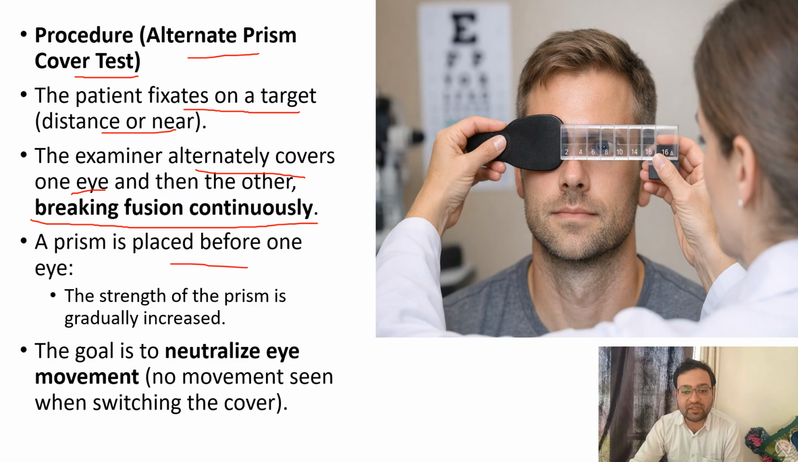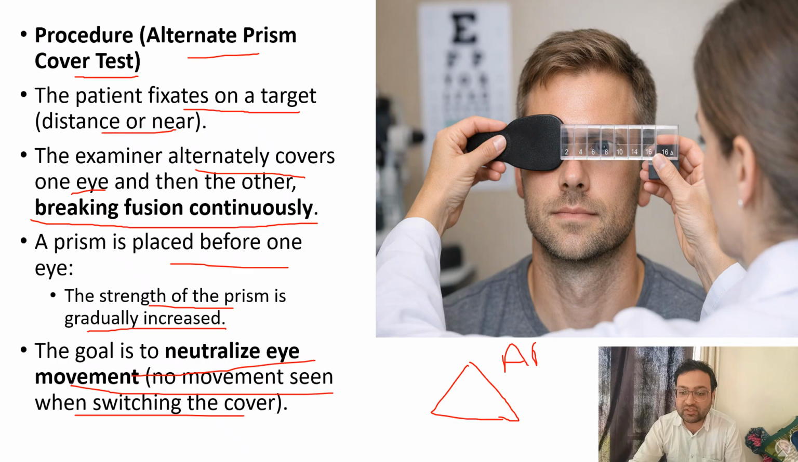A prism is placed before one eye, and the strength of the prism is gradually increased. The goal is to neutralize the movement. No movement should be seen when switching the cover. So basically, how is the prism placed? A prism is a triangular structure, with the apex towards the deviation. This needs to be remembered, APD. The apex should point towards the deviation. In this way, we will know the exact quantification of the phorias in prism diopters.